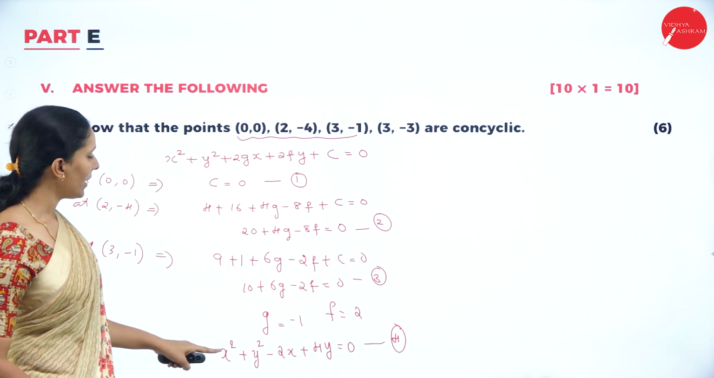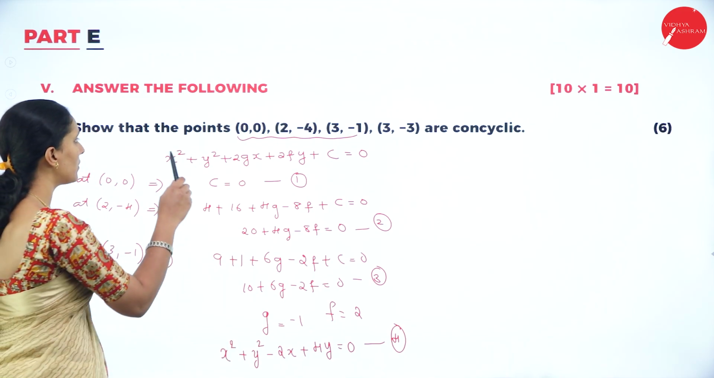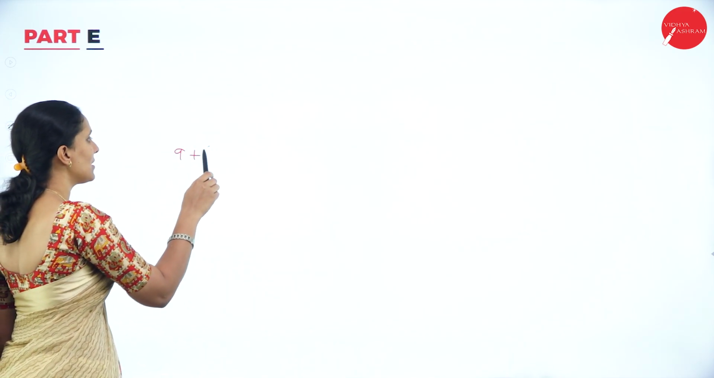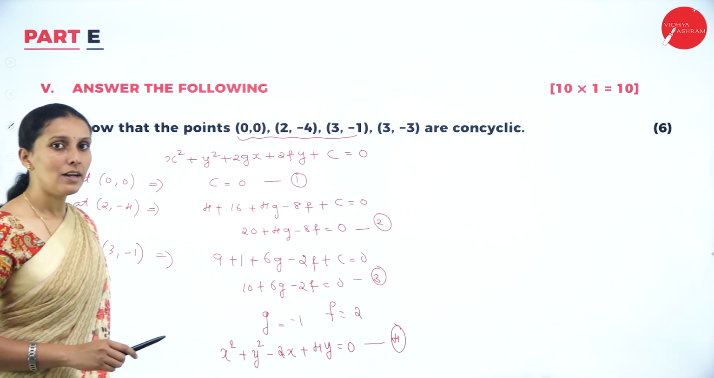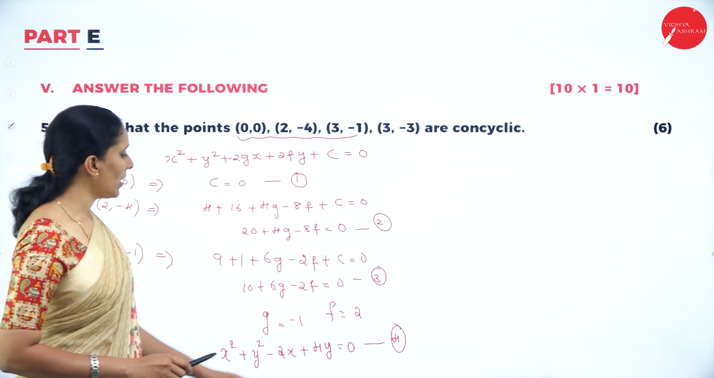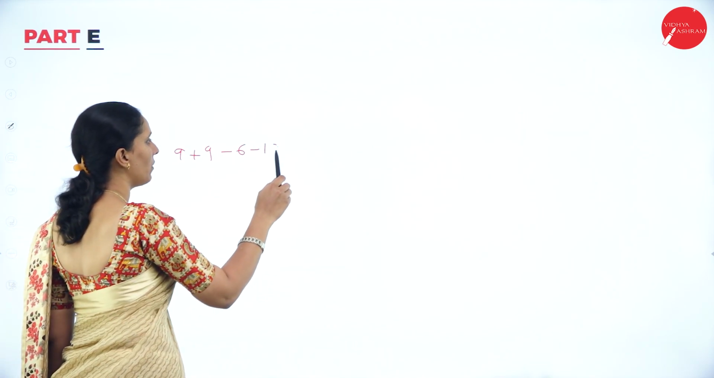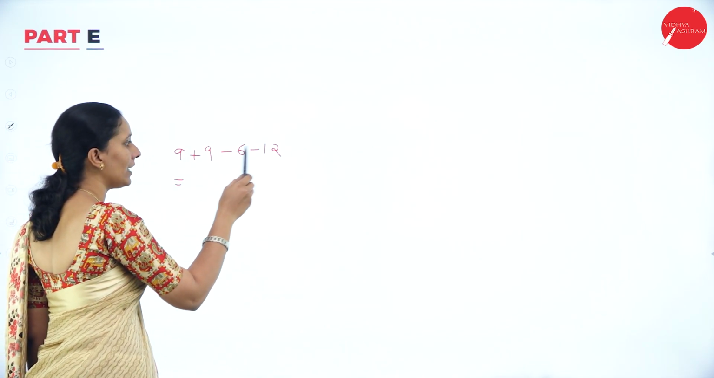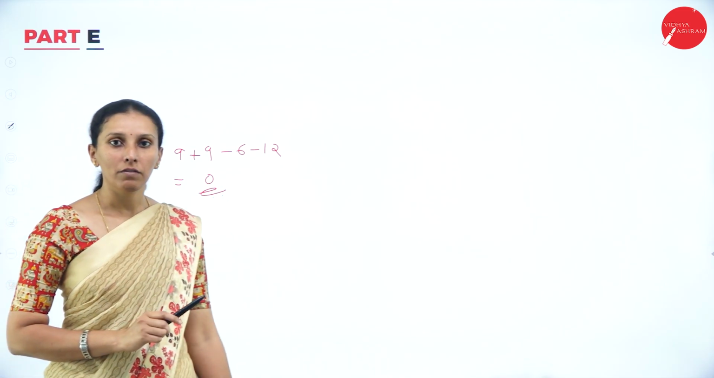Now let's see here, x square is 3 square, y square is 3 square. So 3 square means it is 9 plus 9. Next we have x as 3, 2 3s are 6, so -6 we will get. Next we have 4 3s are 12, so -12 we will get. Clearly 18 minus 18 is 0. So it is satisfying the given equation.